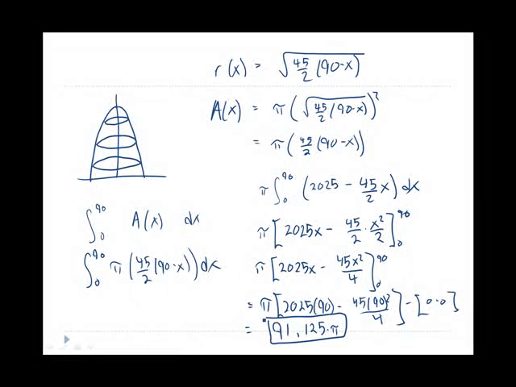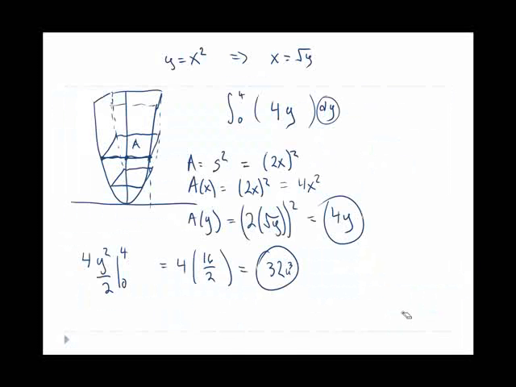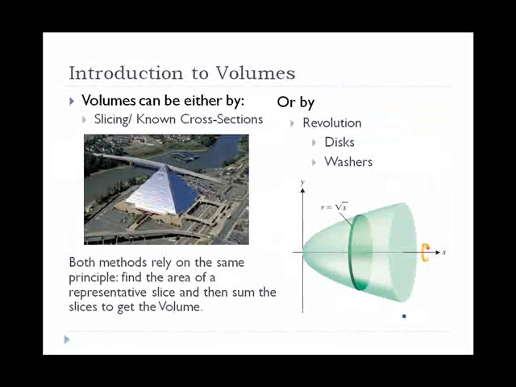Alright, so that's it. That's all I have for volumes of known cross sections. Let's go back here real quick and just review for a minute. With volumes of known cross sections, all you've got to do is find the area of your representative cross section. And once you find the area of that representative cross section, you just sum it from here to here. So it's generally finding this area formula that's the hardest part. Once you find that area formula that works whether you are down here or up here, then you can just integrate it and sum from wherever to wherever.